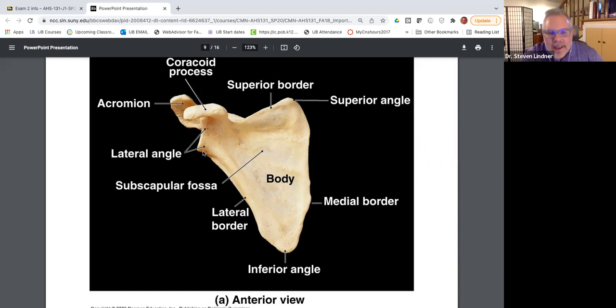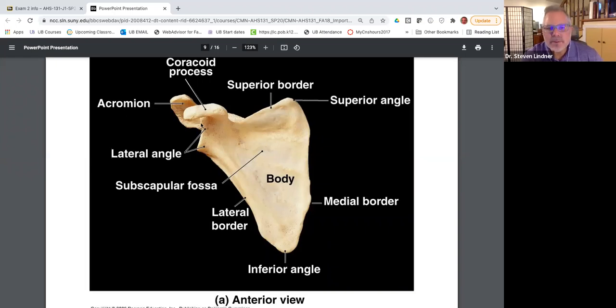Now, I want to add 2 other tubercles. When you see the glenoid cavity right here, there's 2 little small bumps, one right here at the bottom or inferior end, and one at the top at the superior end of it. And we call them the supraglenoid tubercle and infraglenoid tubercle.